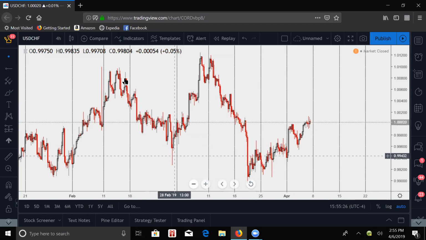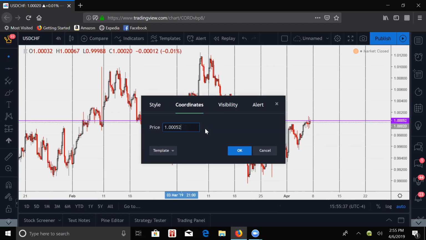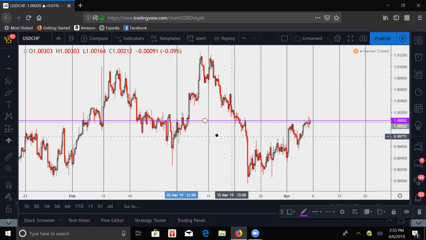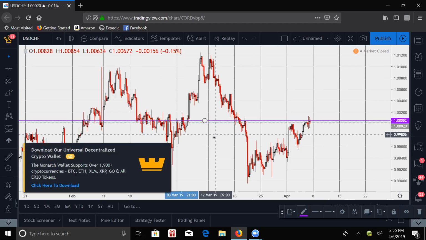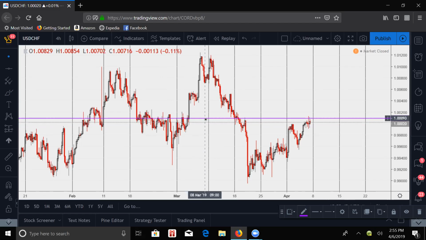Yeah, this pair is just really more so choppy to me. I've traded it once, rarely, but not too much, just because of the fact it's really choppy.